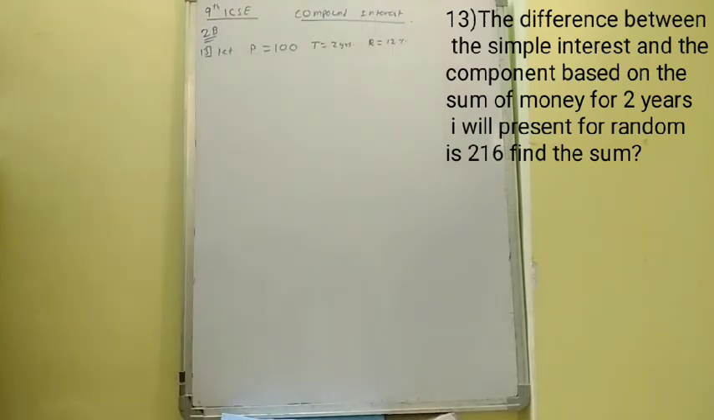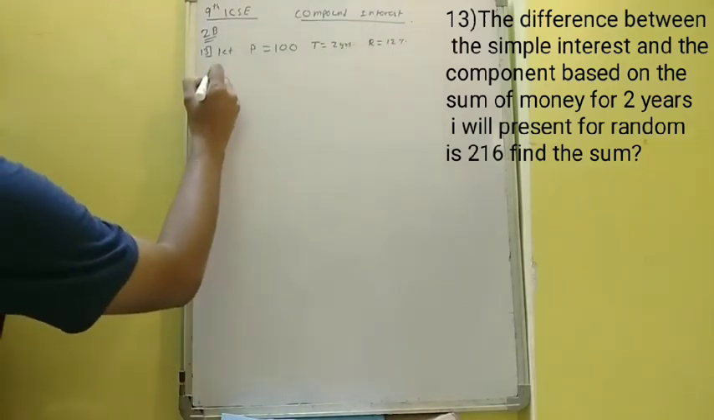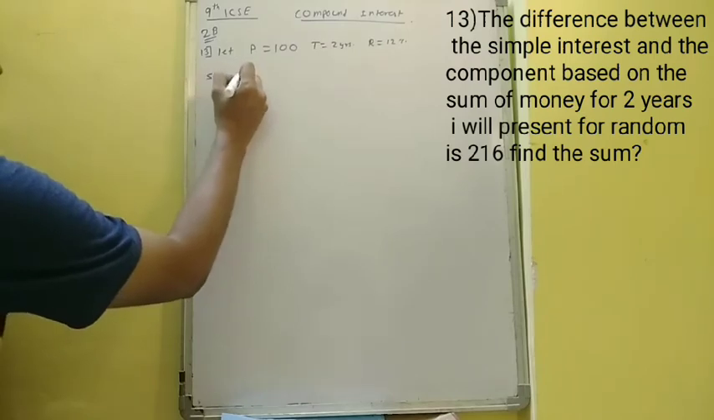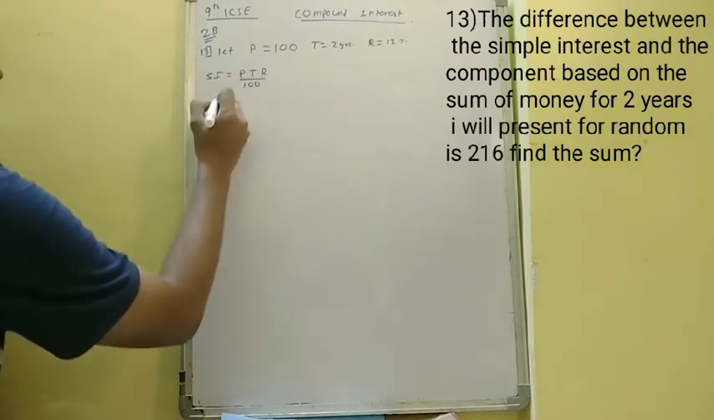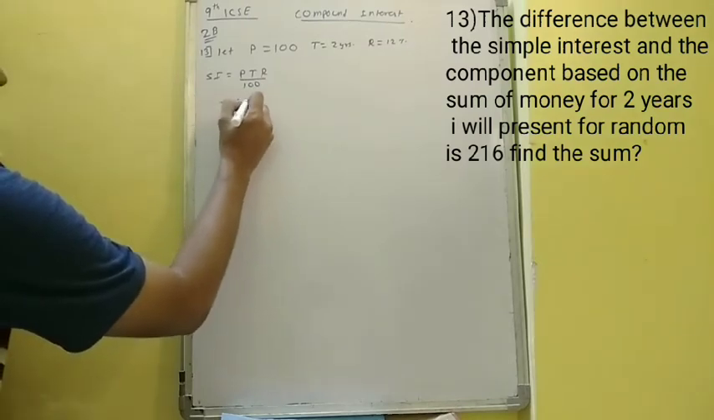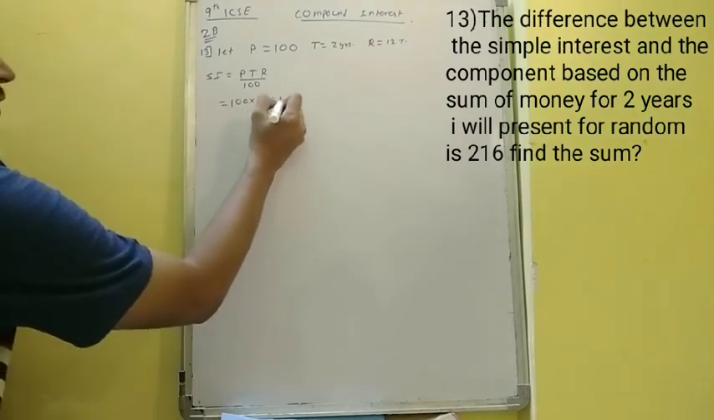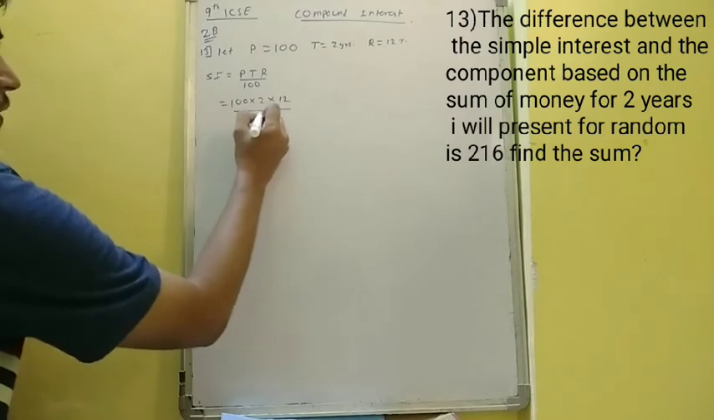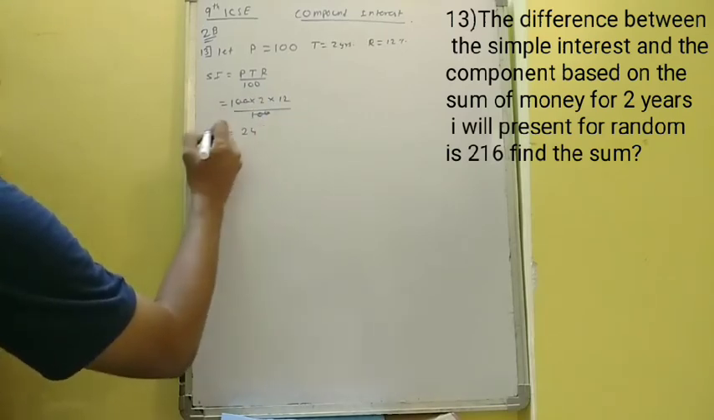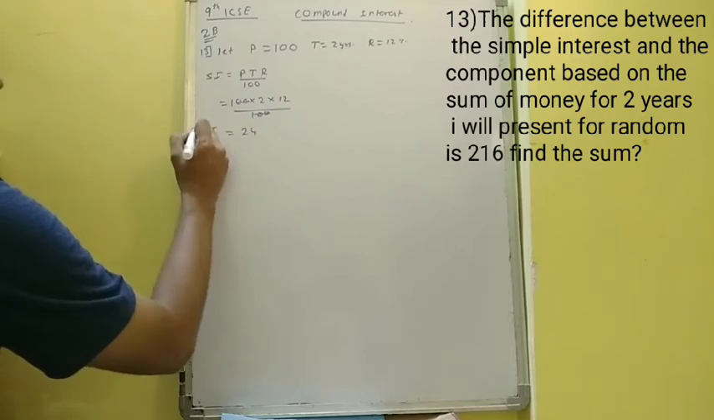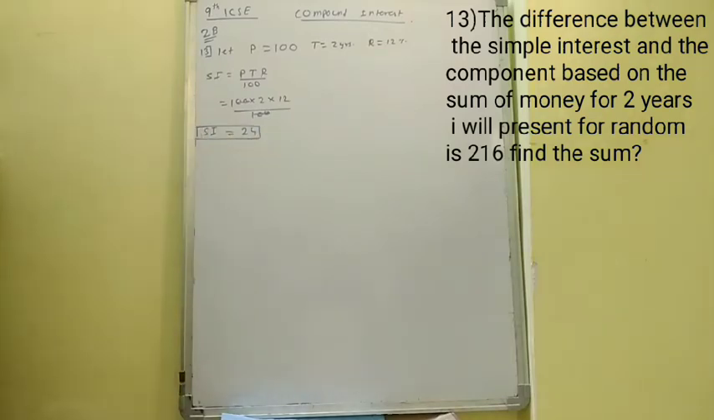Okay, so let's see. First of all, I will find out the simple interest. Simple interest is equal to PTR upon 100, that is 100 into 2 into 12 upon 100. 100 cancels, 12 twos are 24. So therefore the simple interest on rupees 100 is 24.